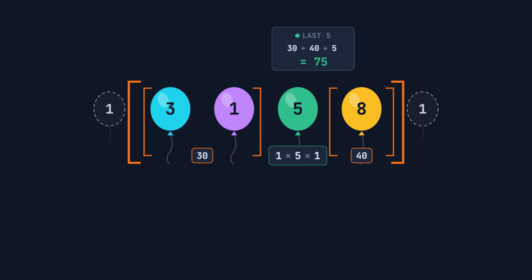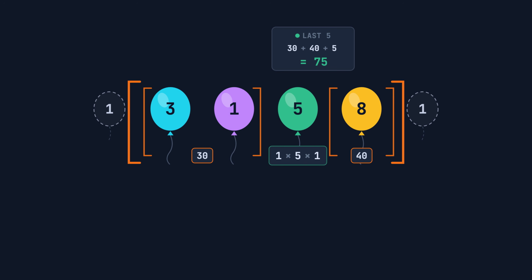That's 75. And notice the order we just worked in. To price the whole row, we needed answers for the smaller ranges inside it first. That's the plan for this entire pattern. Solve every 1 balloon range, then every 2 balloon range, and keep growing. So by the time you ask about a big range, every smaller range inside it is already done.